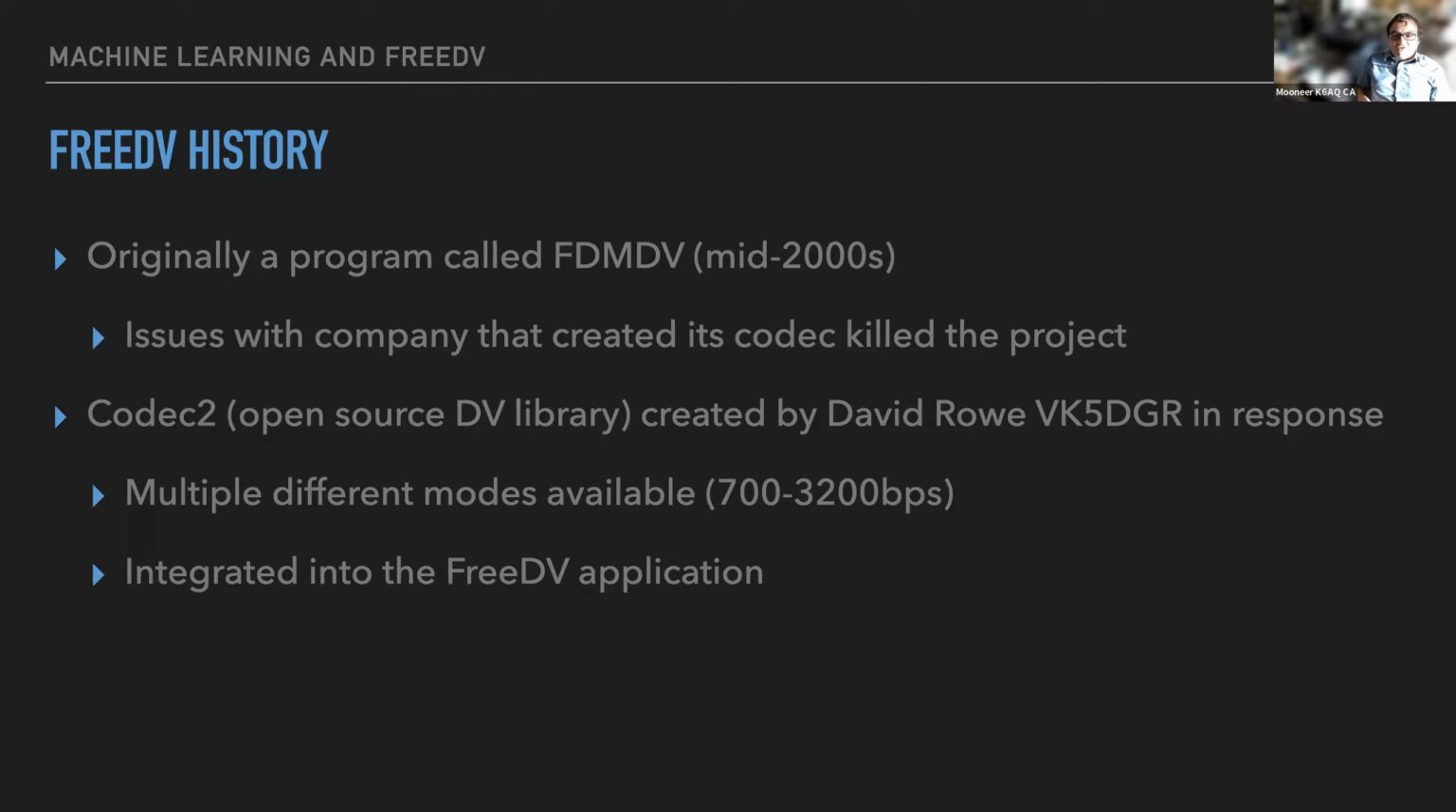In response to that, David Rowe VK5DGR over in Australia created an open source digital voice library called Codec 2. And it started out with one mode in there, but over the years, more and more modes were added. And these days, there's a bunch of them ranging from 700 to 3200 bits per second. M17 typically uses the higher end of that range, mainly because there is more spectrum and bandwidth that's available on VHF and UHF. And FreeDV typically ends up using the lower end of that range. And as mentioned, FreeDV uses this Codec 2 library as well as the M17 project.